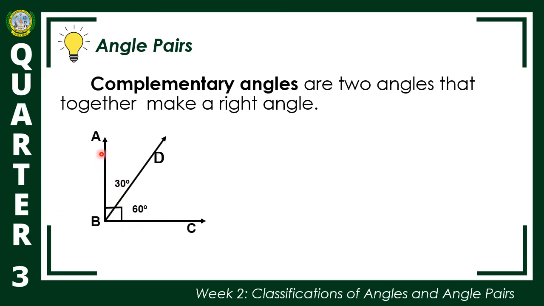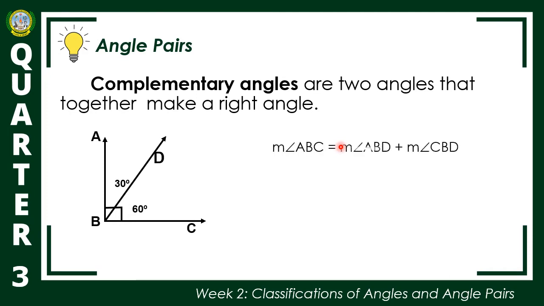So as you can see, the measure of angle ABD is 30 degrees, while the measure of angle CBD is 60 degrees. So when we add them, it will be equal to 90. And as you can see, yung non-common sides po na ray BA and ray BC, nag-form siya ng right angle. Okay, so even without the measurements, pag nakita nyo po na merong right angle symbol or nag-form ng right angle, yung dalawang angles po, automatic they are complementary angles.